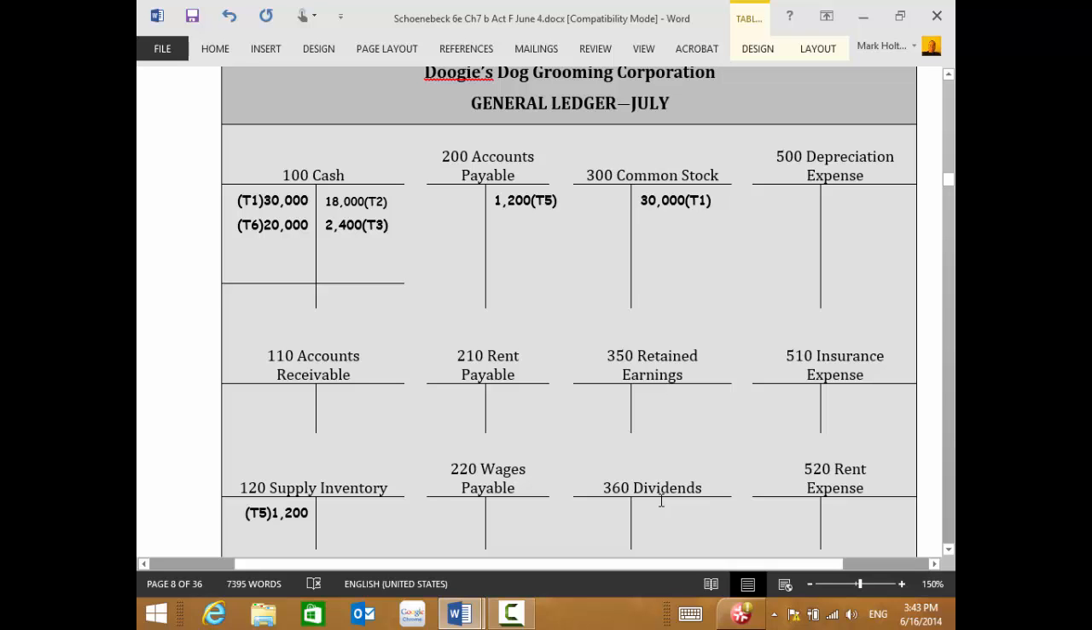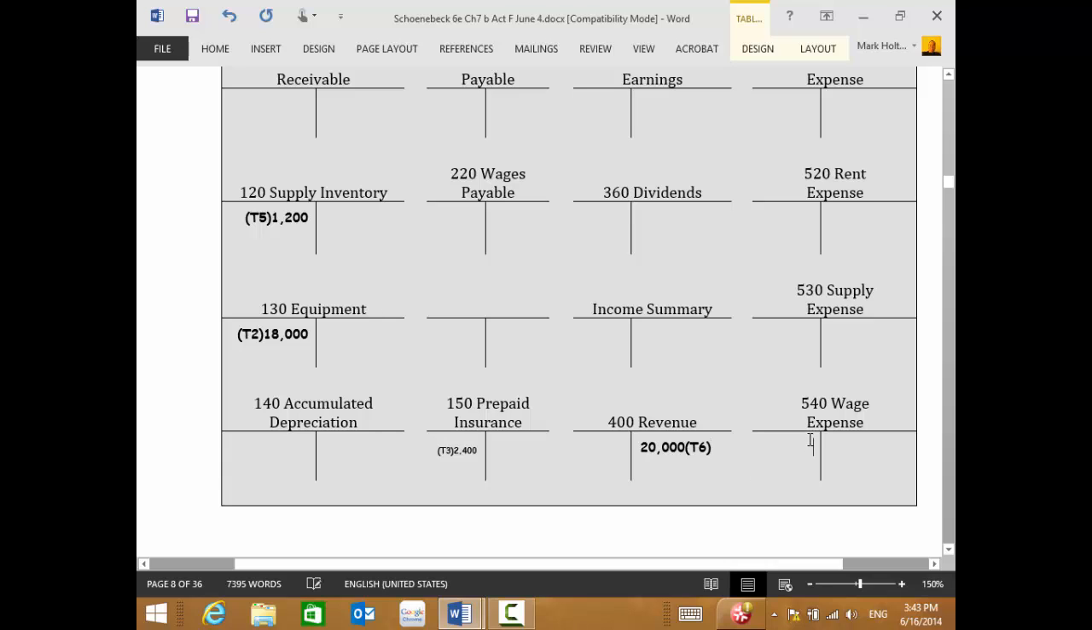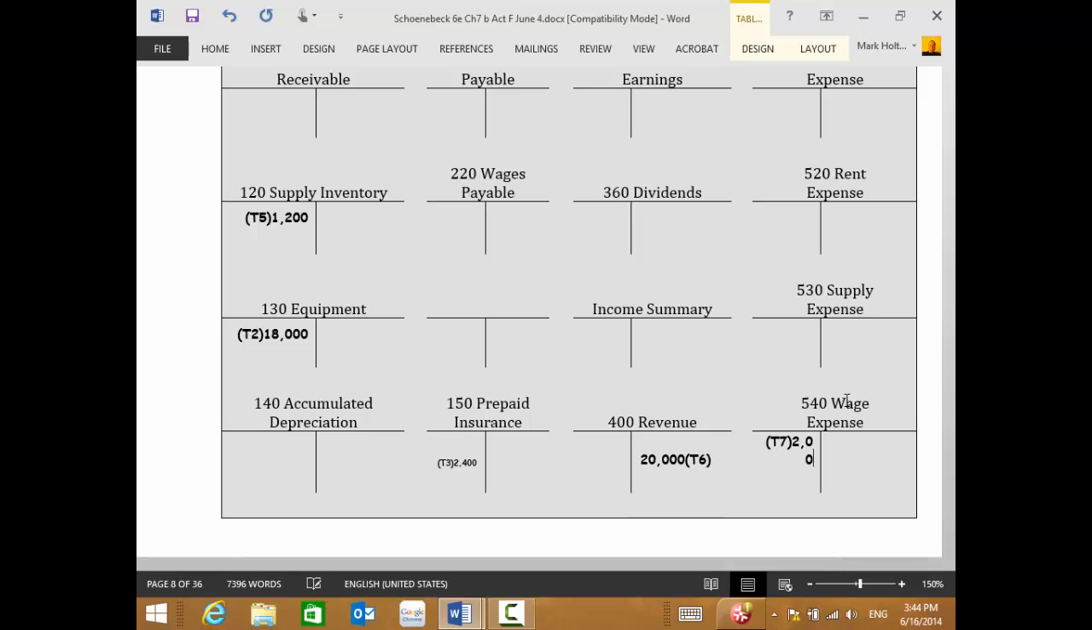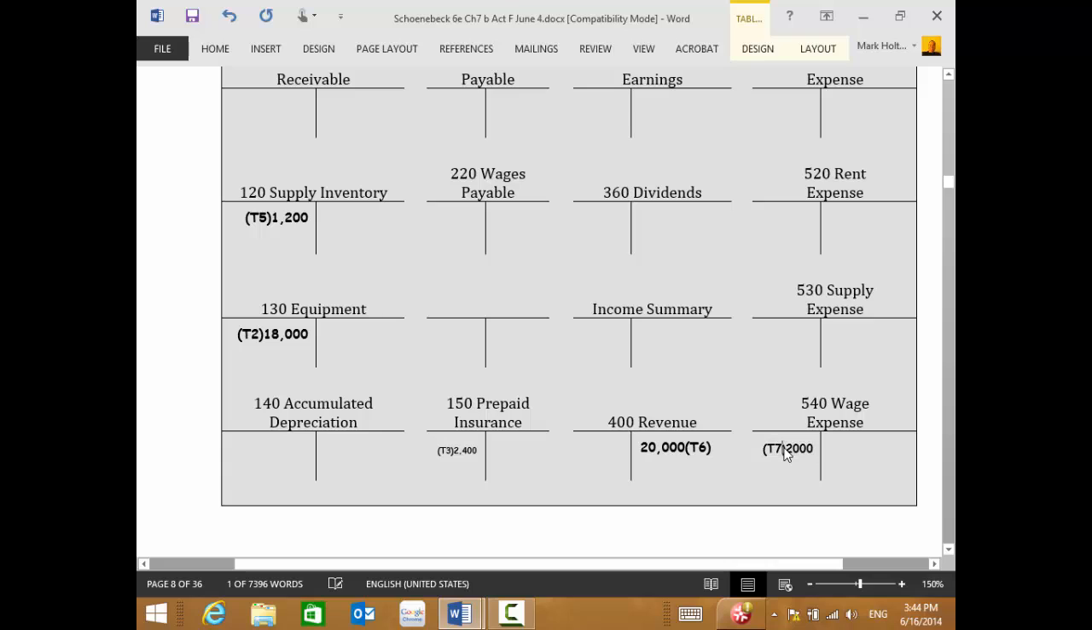T7 was to debit wage expense. This is what accountants used to do all day long. Thanks for maligning my profession. Anything you could do to boost enthusiasm in this class. You know, yeah, keep trying.